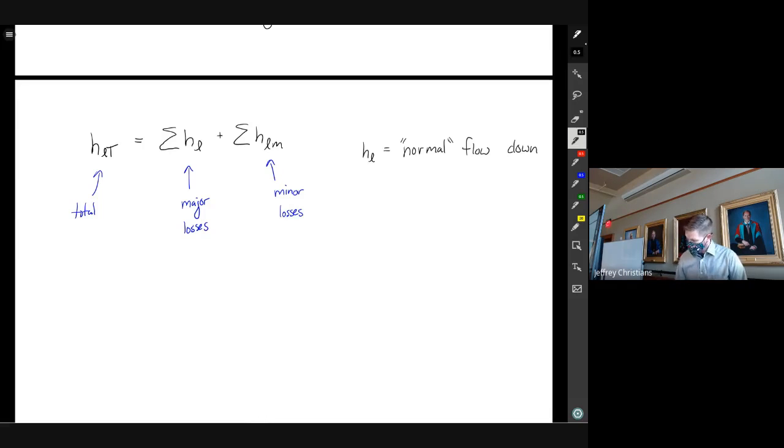So major losses are the friction losses we're talking about from normal flow down a straight section of pipe. As you're flowing down a straight section of pipe, friction is constantly eating away at the energy that you have. You have frictional heating. Those are major losses. We call them major losses because usually that's the main component.